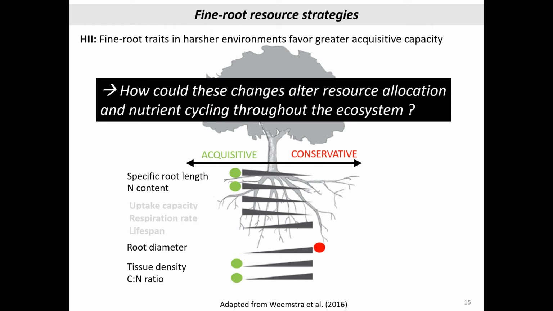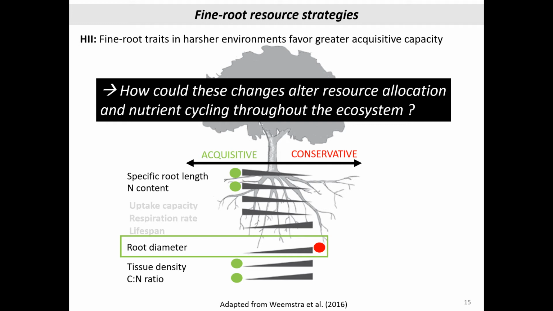All right, so in harsher environments, what I observed is that the specific root area was higher. I didn't see any relationship between specific root length and environmental variables. Higher nitrogen content, higher root diameter, lower root tissue density, and lower carbon to nitrogen ratio. So from this diagram, I could conclude that the hypothesis is partially validated. But what we also would need to know is how, because these changes alter resource allocation and nutrient cycling throughout the ecosystem. And I'd like to go back to root diameter as being a conservative trait.